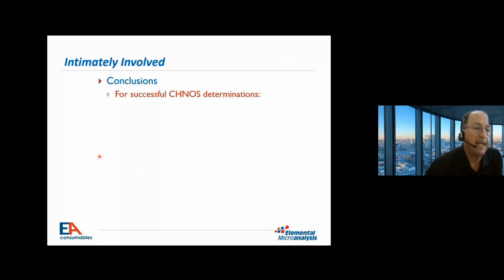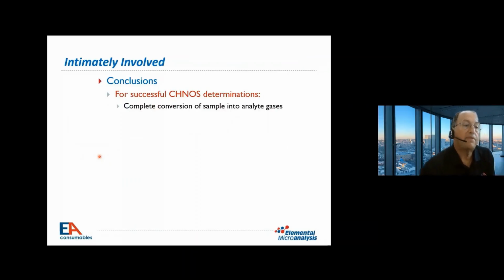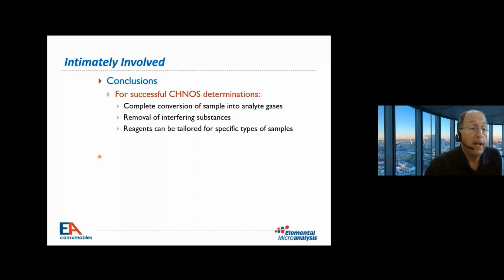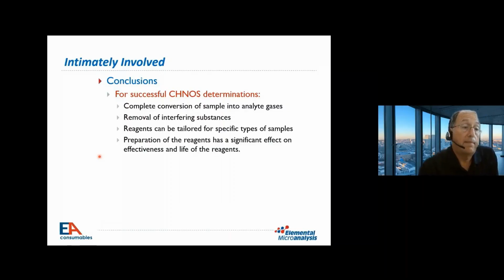So in conclusion, for successful CHNOS determinations, you have to get complete conversion of the sample into the analyte gases and removal of interfering substances. Reagents can be tailored for specific types of samples, and preparation of the reagents has a significant effect on the effectiveness and life of the reagents.